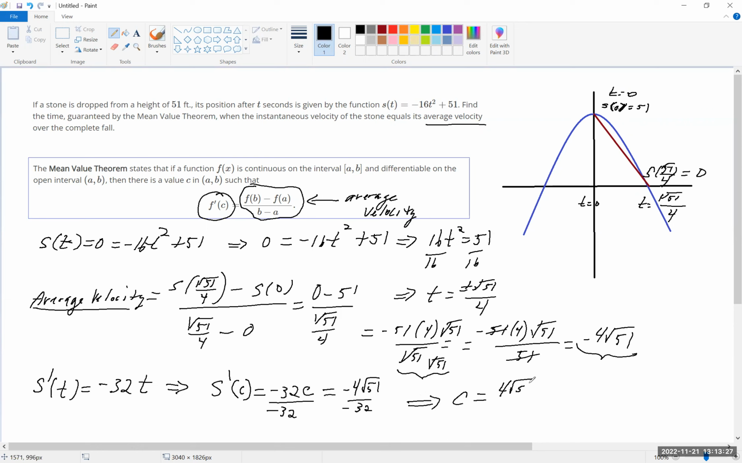this finally implies that c is equal to 4 root 51 over 32. And that is the final answer that we are looking for. So that value is some value in here that if we take the slope of the line at that point, it's going to be equal to the slope of the secant line.